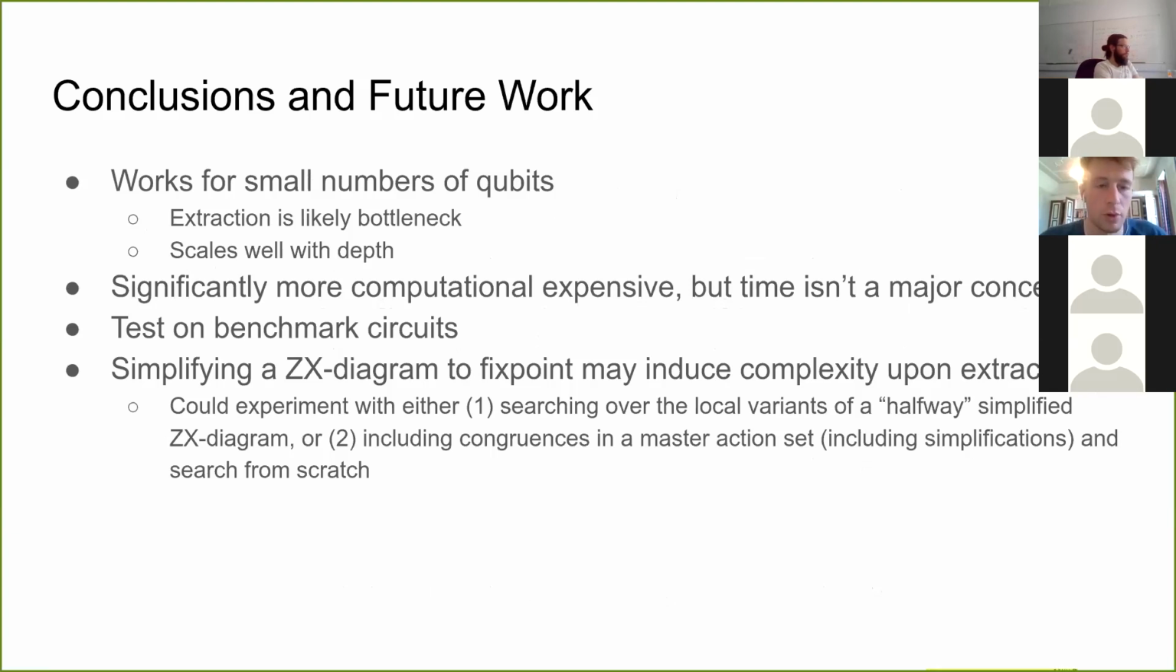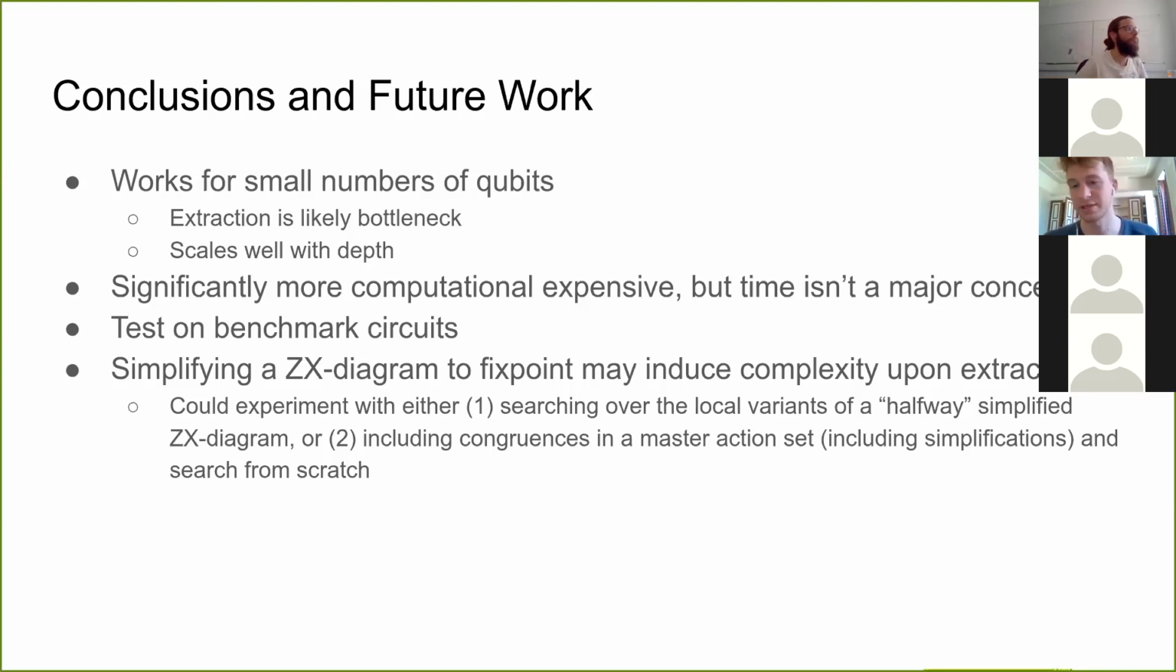This approach works for small numbers of qubits. Extraction is likely the bottleneck, and it does scale well with depth. So when you increase the number of gates, there's more opportunity for reduction, as is the case with other optimization techniques, but it allows this technique to shine a bit more. I didn't show times, but this approach is significantly more computationally expensive. But if you just care about optimizing the circuit, time shouldn't be a major concern. Optimizing in a minute or a minute and a half instead of half a second, if this is a circuit you want to run, isn't the end of the world.